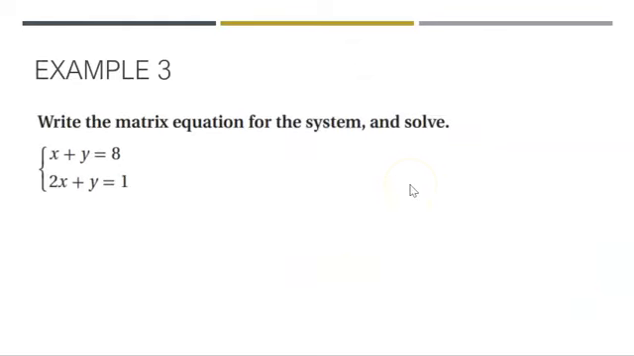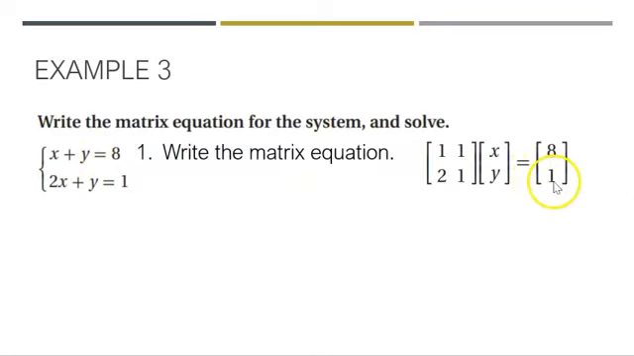In example 3, we've been asked to write the matrix equation for the system and solve. So step 1 is, of course, to write that matrix equation. Now, this may look very similar to what you saw on the previous slide because it is. So we're going to go ahead and take our coefficients, make a coefficient matrix, take our variables x and y. It's going to be x on top, y on the bottom. It's going to equal 8 and 1. So here is our matrix equation.